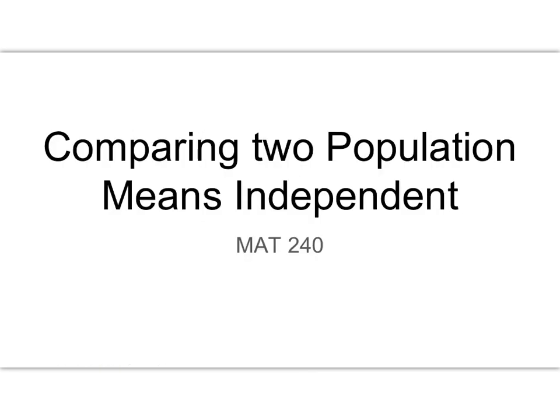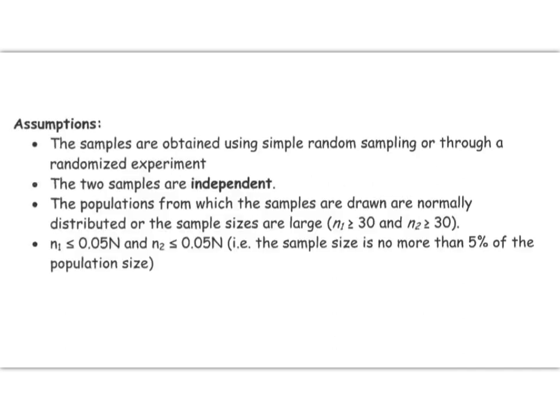All right, let's see what happens when we compare two population means that are independent. We can assume that the samples are obtained using simple random sampling or through a random experiment. The samples are independent. The populations from which the samples are drawn are normally distributed, and my sample size is no more than 5% of the population.